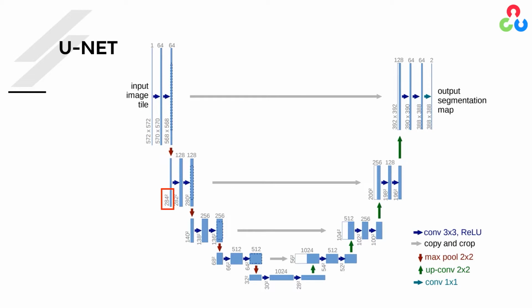At the same time, in the same level, they increase the depth of the network by 2. So here you can see that the depth of the network or the number of channels of the tensor was 64. And here they have increased it to 128. And as you go deeper into the network, the depth increases by 2, and the width and height decrease by 2. So you can see along this.